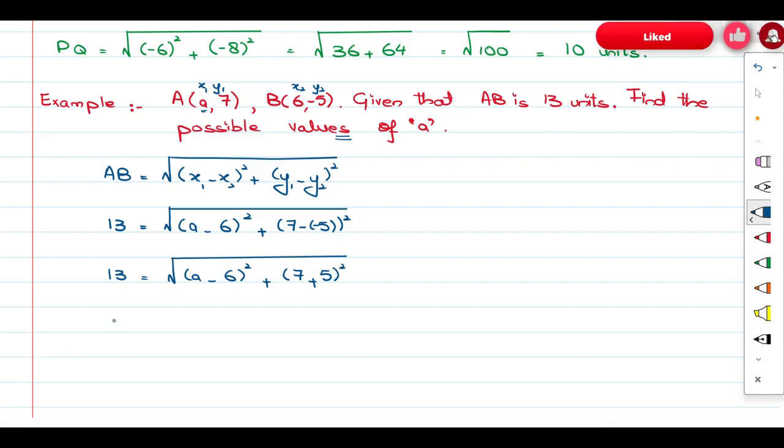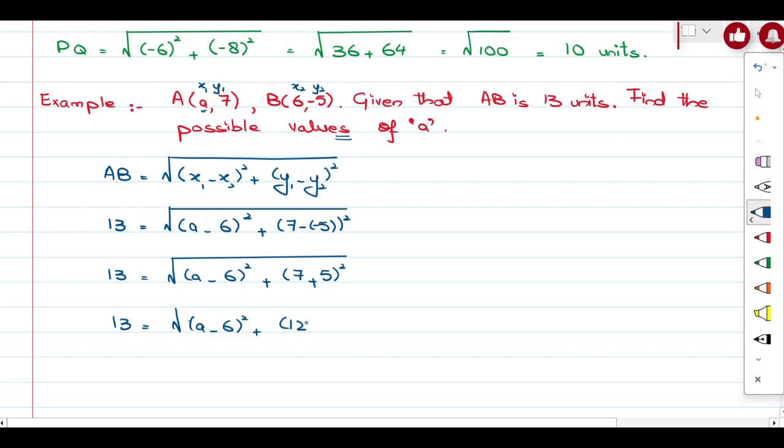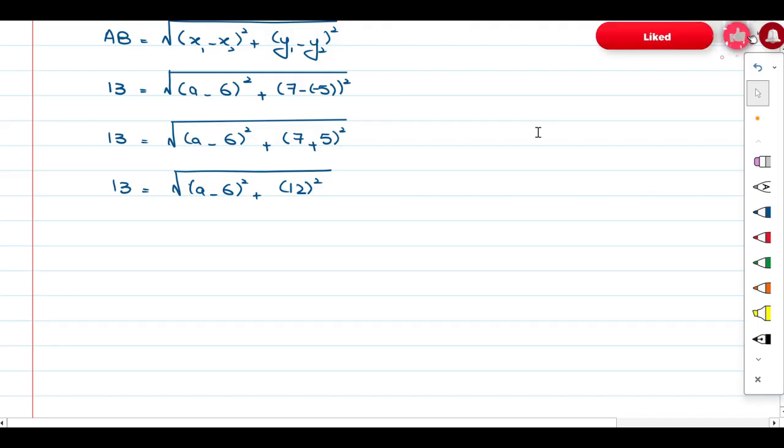7 plus 5 is 12, so we can say 13 equals root of (a minus 6) whole square plus 12 square. Okay, now we need to solve for A. So how do we solve for A? We need to take a squaring on both sides, square of this side and square of this side. When we square this side, the root and the square cancel out.